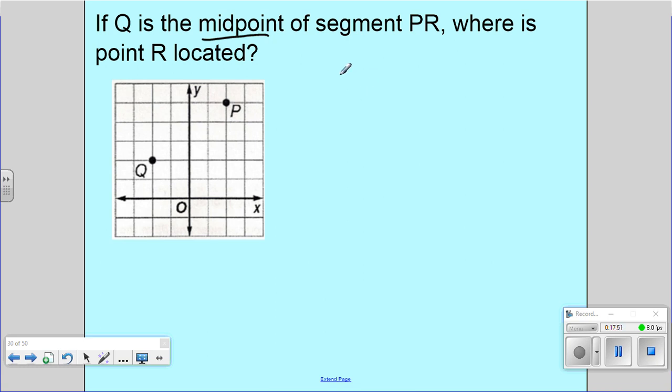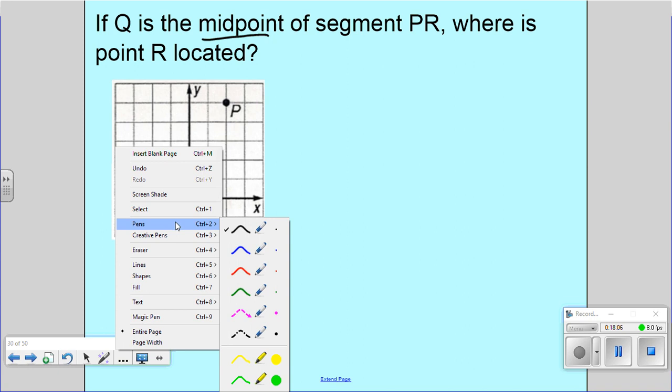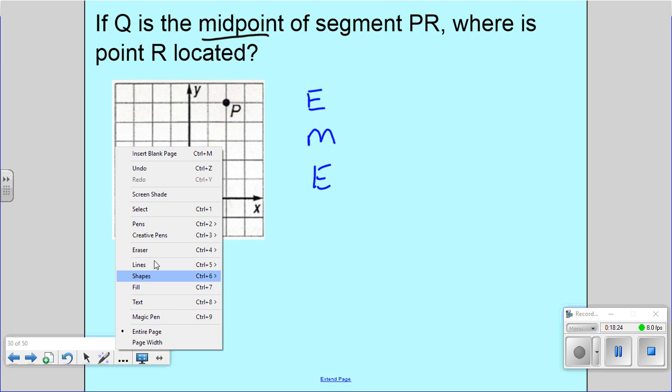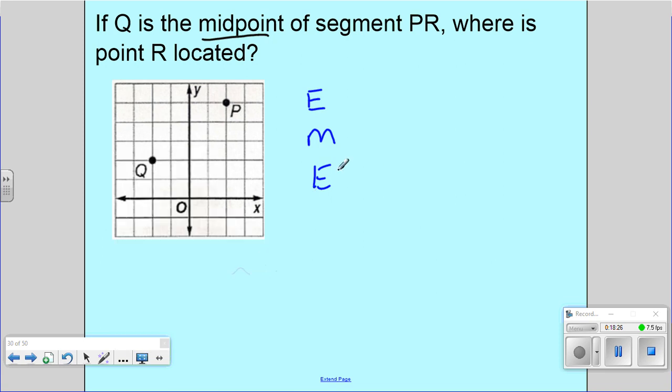So again, Q represents the midpoint. We're not finding the midpoint. We already have it. So we're not going to apply the formula here unless you want to do some a little bit more complex mathematics, then go for it. Otherwise, we're going to apply the EME method. Endpoint, midpoint, endpoint. Our endpoints in this problem are P and R, and our midpoint is Q.